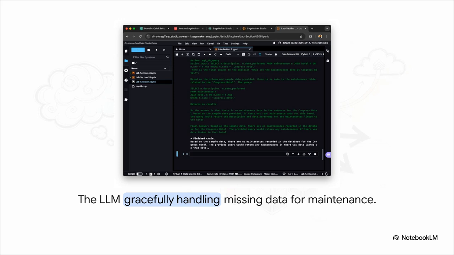Because one of the most powerful aspects of this AI integration is how it handles reality, specifically when things aren't perfect. For instance, when we asked about maintenance records for the Congress Hotel, well, that data doesn't actually exist in our sample database. Instead of throwing a massive, confusing system error or just crashing the notebook, the LLM intelligently handles it. It runs the proper join query, sees there are no results, and gracefully reports back in plain English, "Based on the sample data, there are no maintenances recorded in the database for the Congress Hotel." I mean, this level of reliability saves data analysts hours of manual troubleshooting.